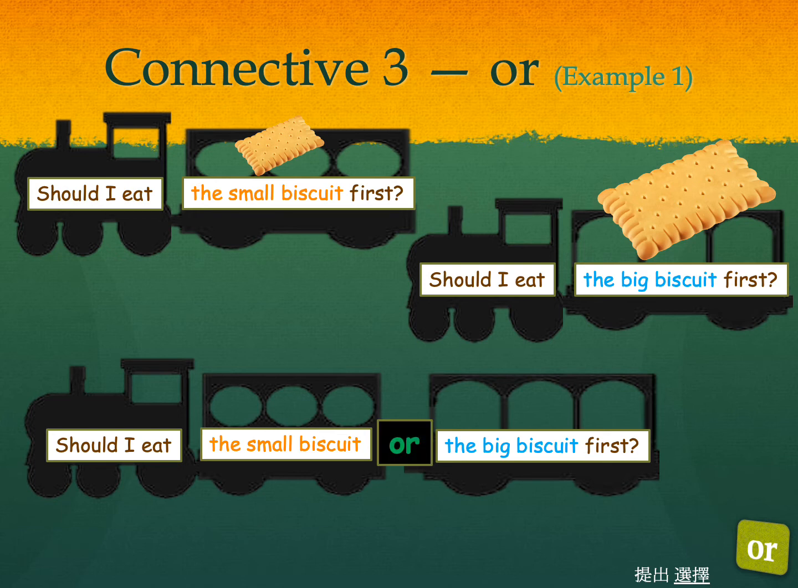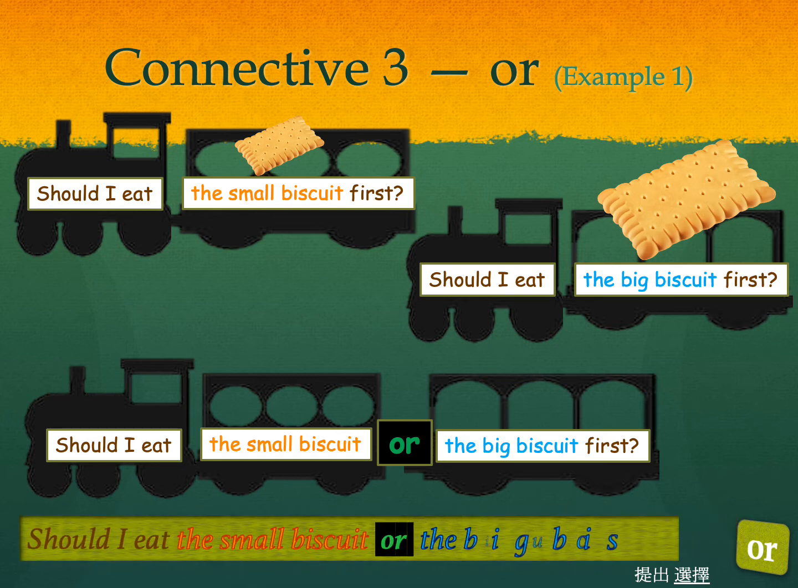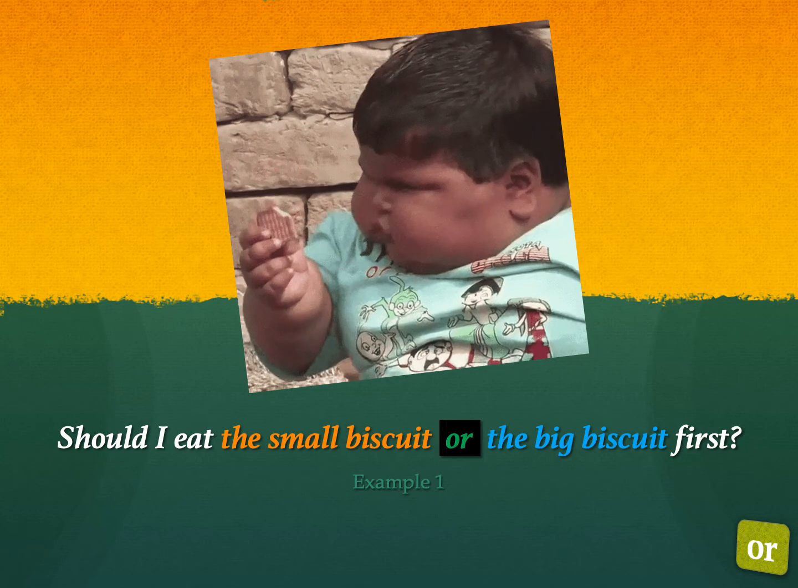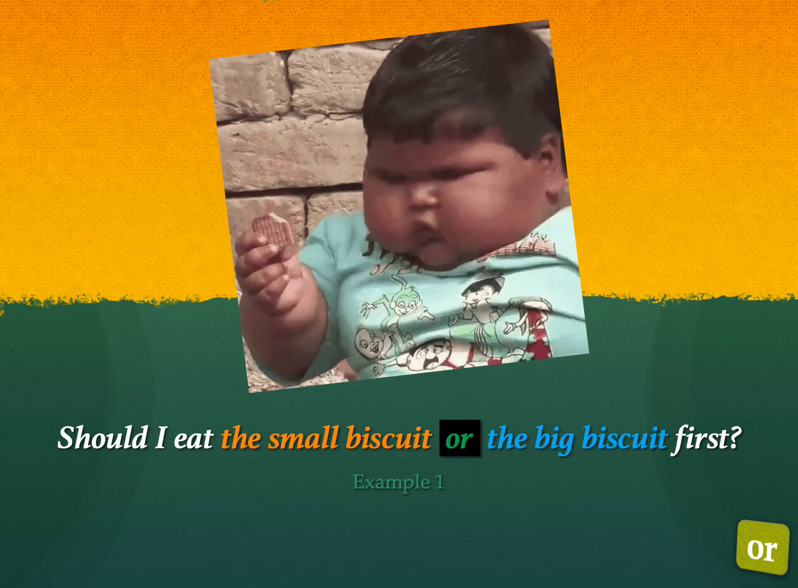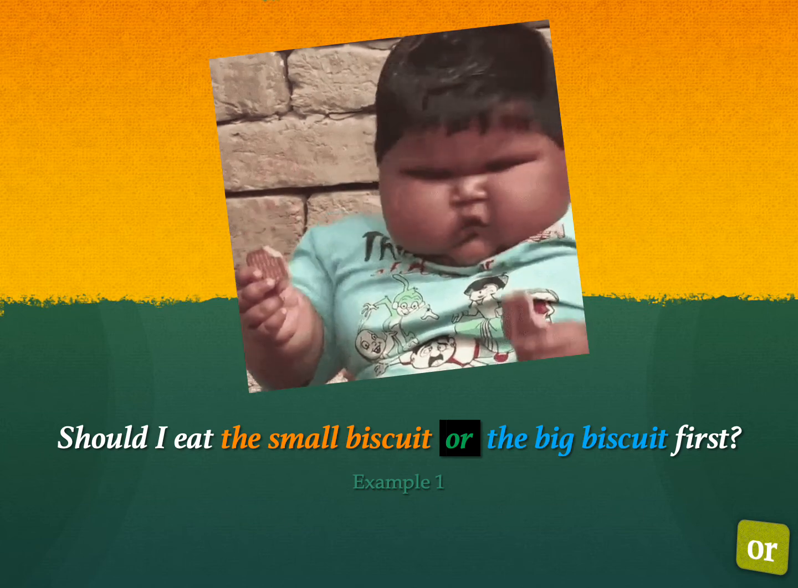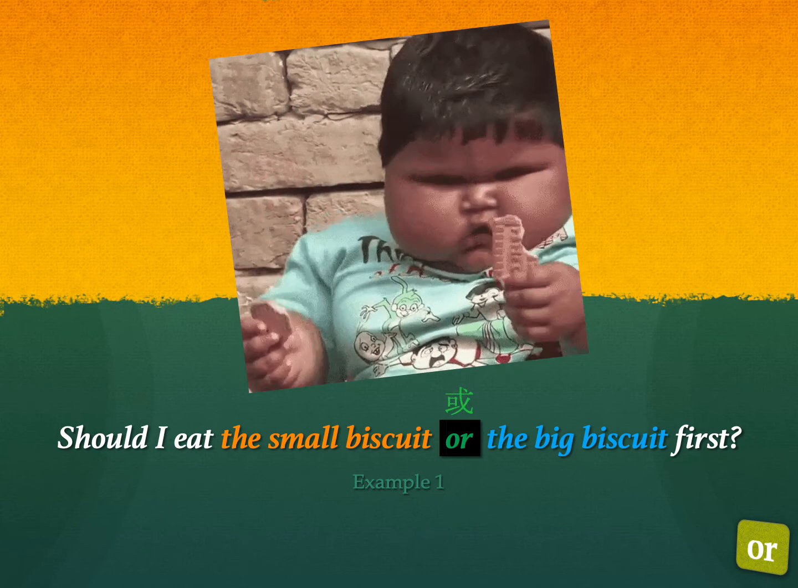Now you see we don't copy first two times. You just have to put it once at the end. It becomes, should I eat the small biscuit or the big biscuit first? Small biscuit, big biscuit. Should I eat the small biscuit or the big biscuit first?